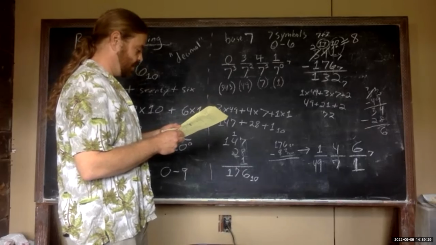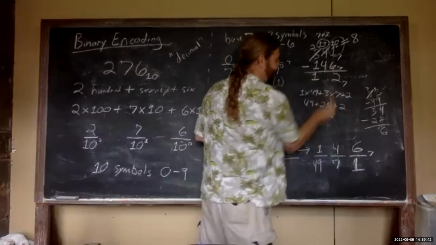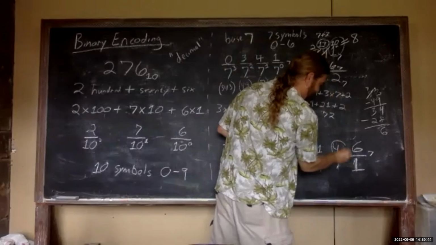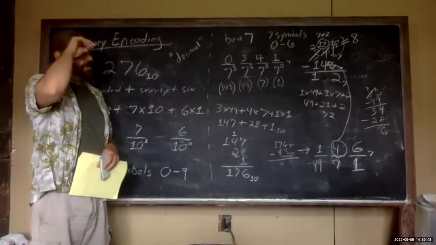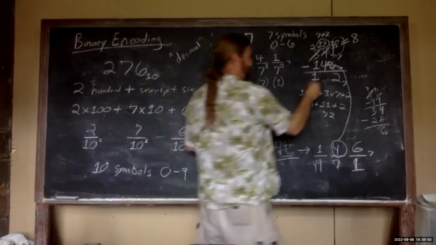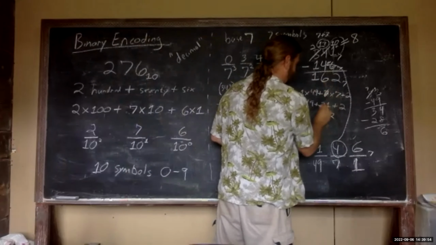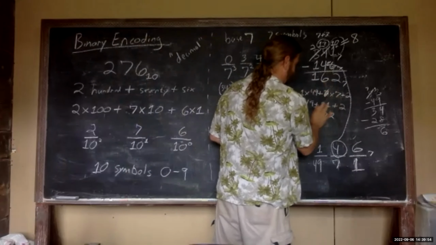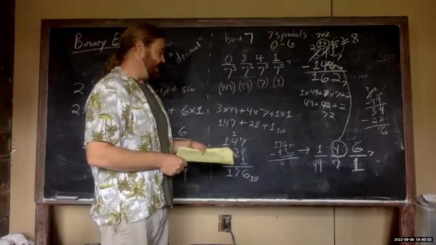Oh, whoops. I'm sorry, I wrote this number down wrong. That was supposed to be a 4. So when we subtract, we get a 6 there. So 49 plus 42 plus 2 should give us 93.